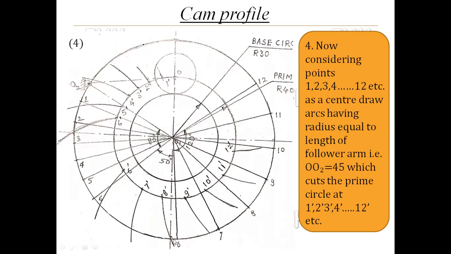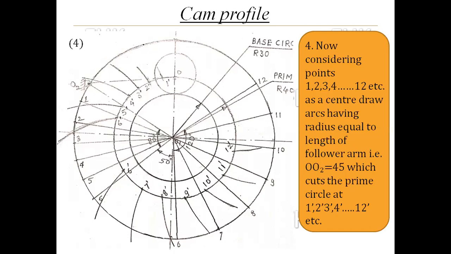Likewise, with the same point 6 as a center and the 45 distance in the compass, cut the arm, cut the point circle, and draw the arc where it cuts the point circle. Give the number as 6 dash. Likewise, you will get here 6 dash, 7 dash, 8 dash, 9 dash, 10 dash, 11 dash, 12 dash.